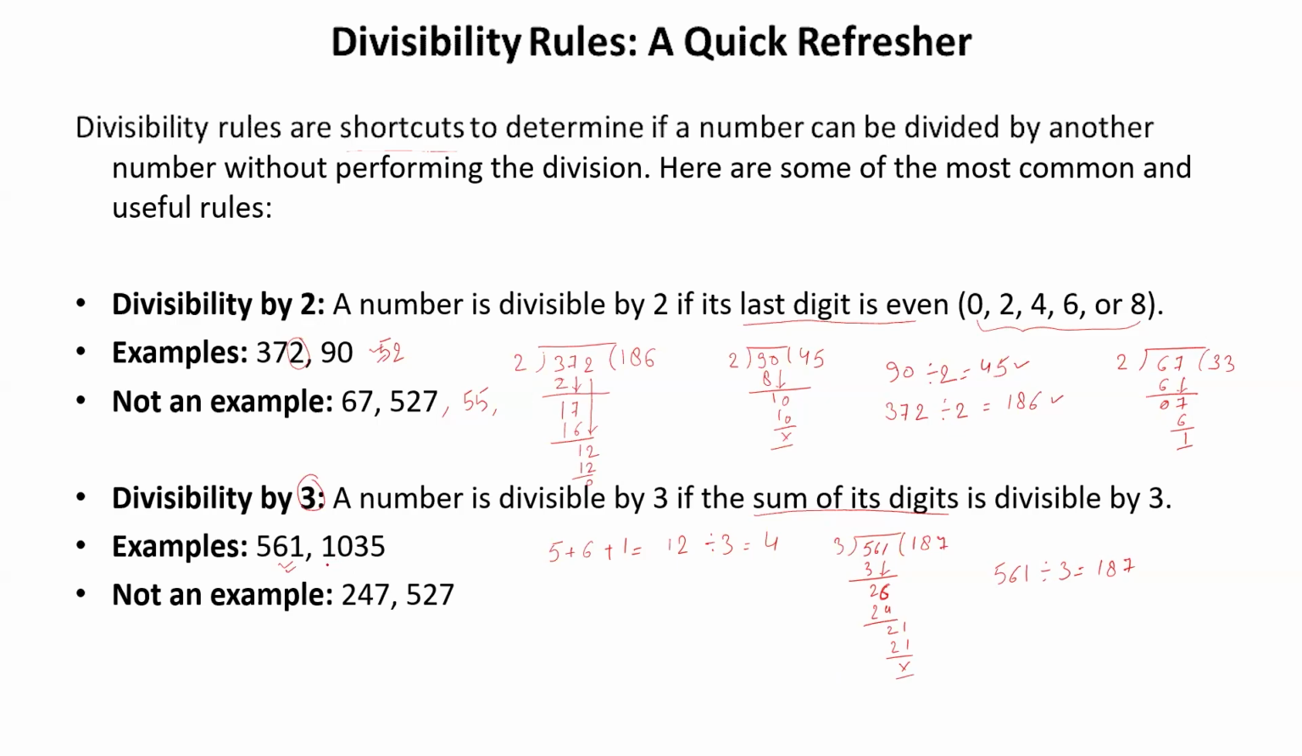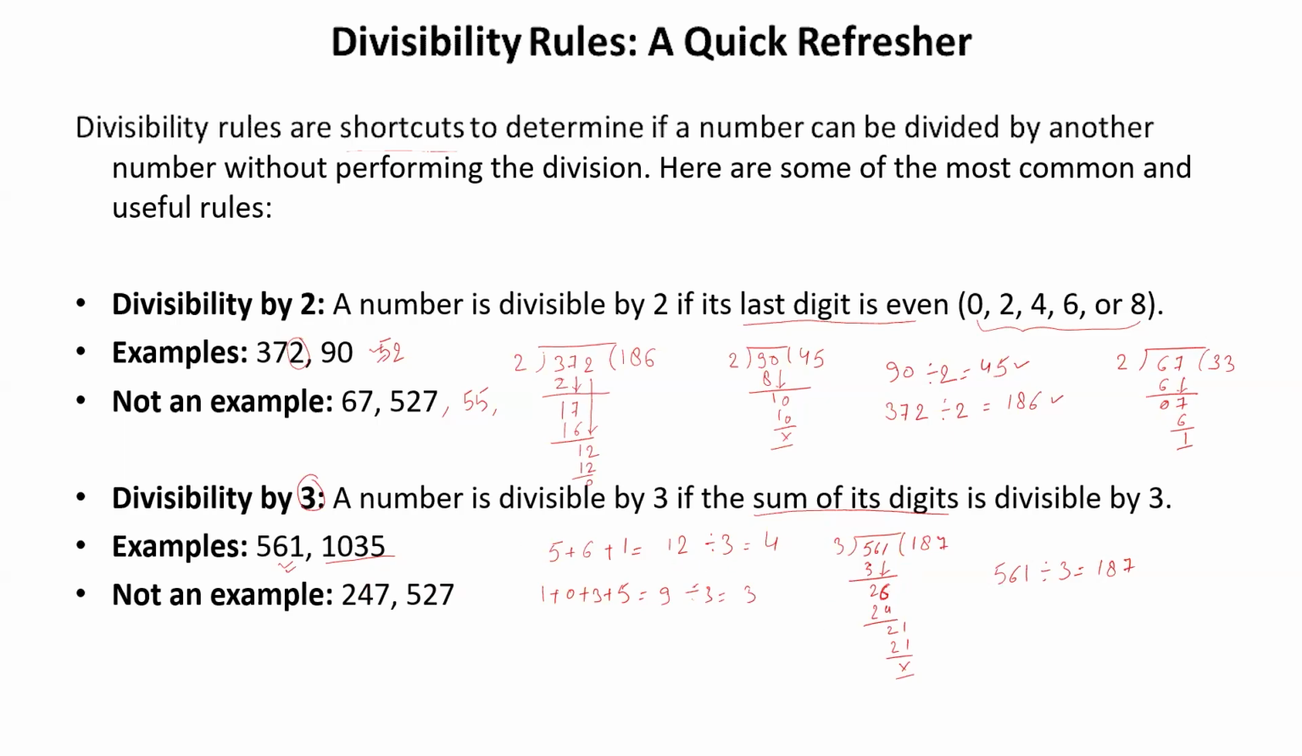Now let's look at this big number. Again, add the digits. 1 plus 0 plus 3 plus 5. What is the addition? 5 plus 3 is 8, plus 1 is 9. 9 is again divisible by 3, right? In 3 times. So according to this rule, this big number should also be divisible by 3.